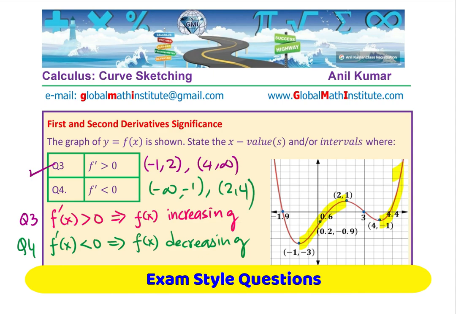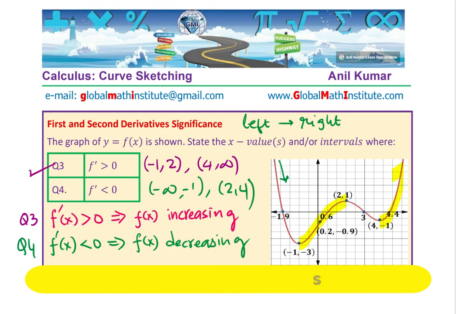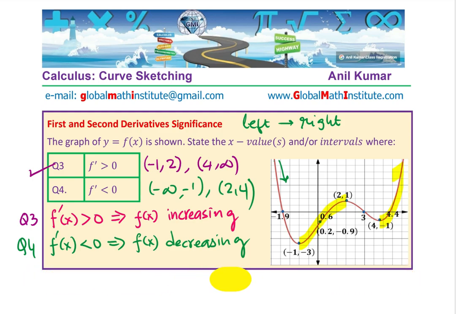So remember one thing, whenever you're looking at a graph, you have to see from left to right. So when you see left to right, see this is decreasing, correct? Negative gradient, any point in this interval up to the turning point. That's what we mean. Perfect?